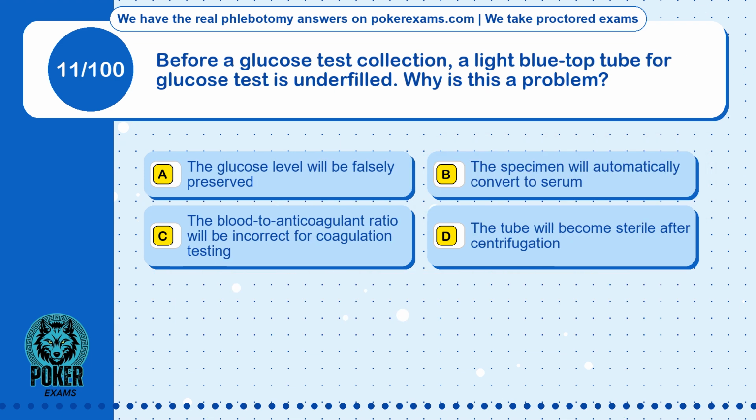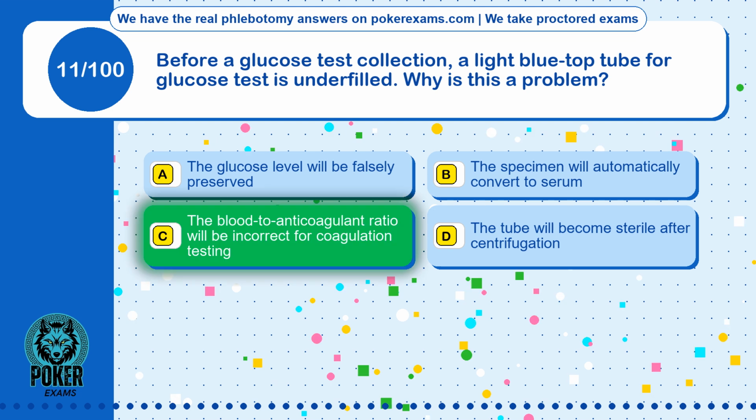Question 11. Before a glucose test collection, a light blue top tube for glucose test is underfilled. Why is this a problem? Option A. The glucose level will be falsely preserved. Option B. The specimen will automatically convert to serum. Option C. The blood to anticoagulant ratio will be incorrect for coagulation testing. Option D. The tube will become sterile after centrifugation.